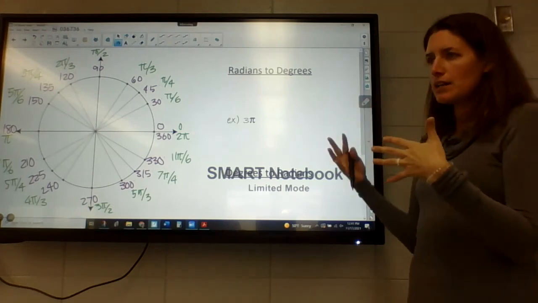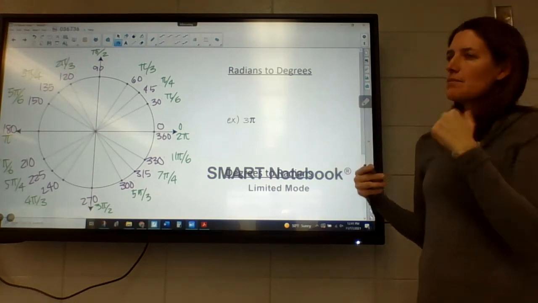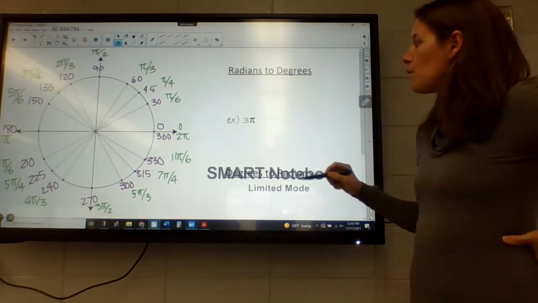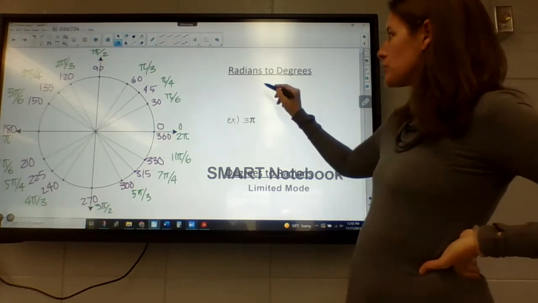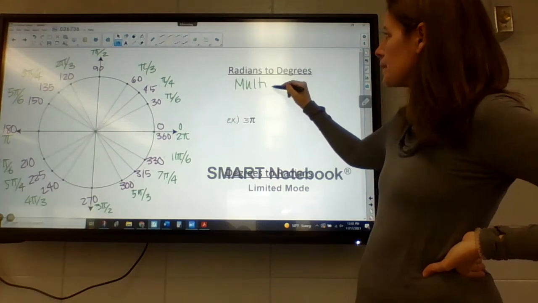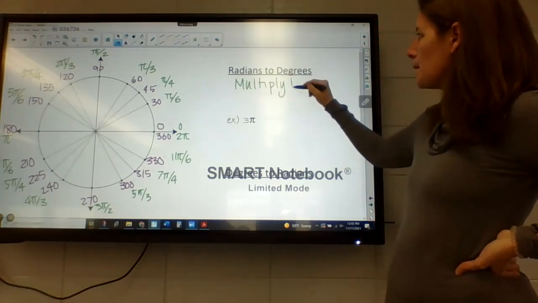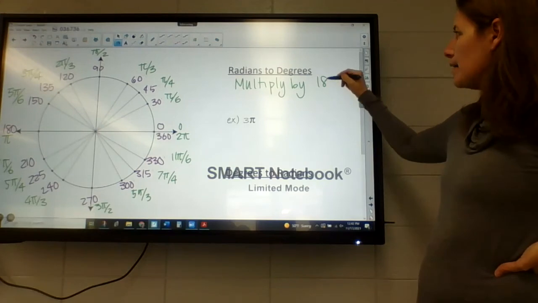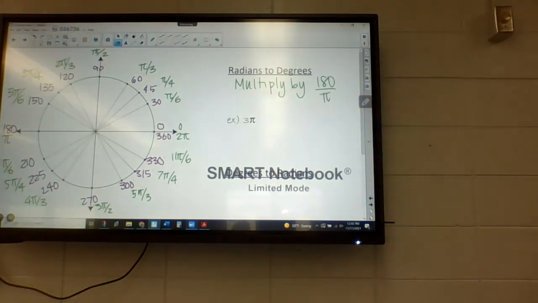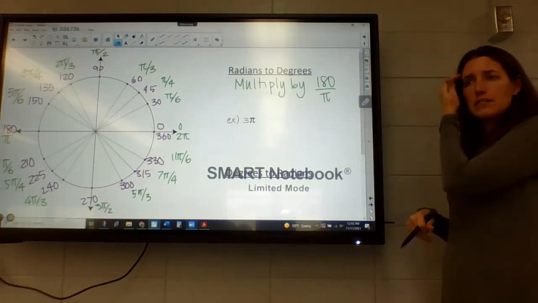So we're switching from radians to degrees. We're going to multiply by a fraction that is like multiplying by 1. We want to get rid of the radians and switch to degrees. So we're going to multiply by 180 over pi. 180 degrees over pi, because technically that's 1. 180 degrees and pi radians are the same thing. So this really is just like multiplying by 1.